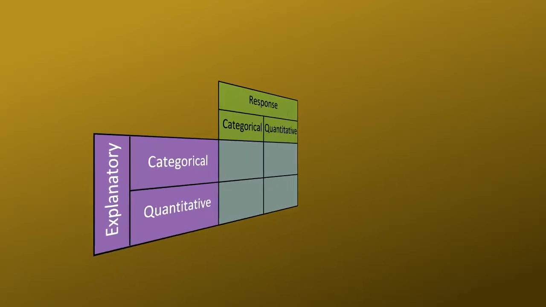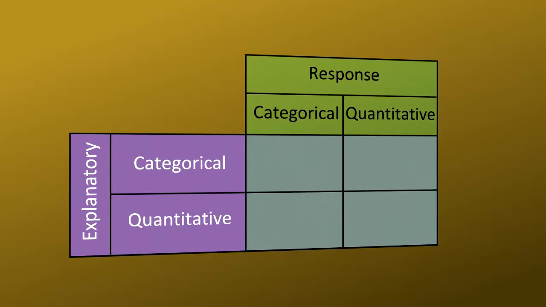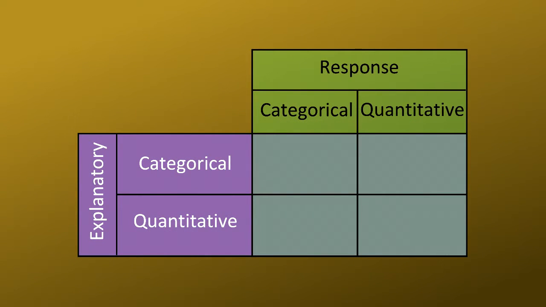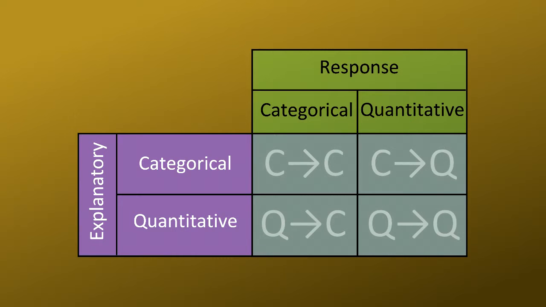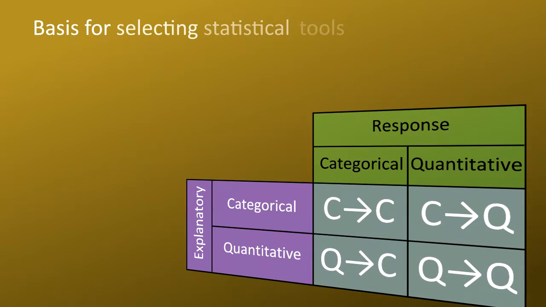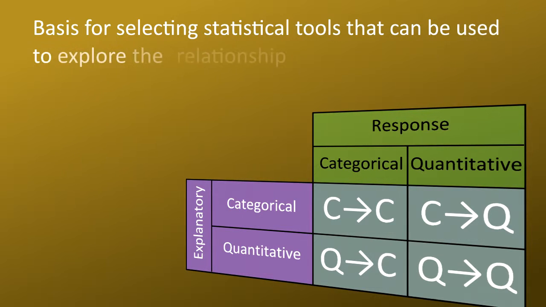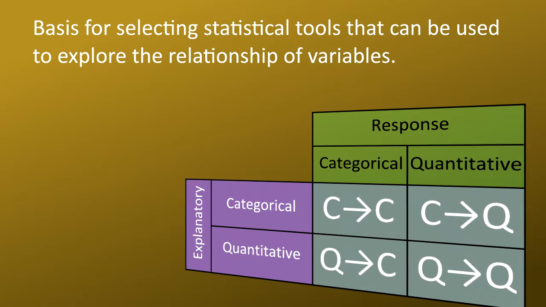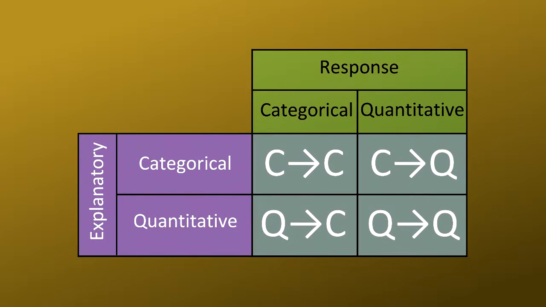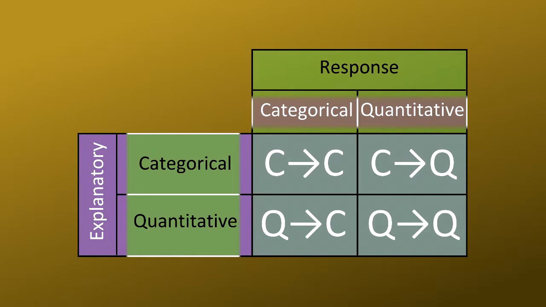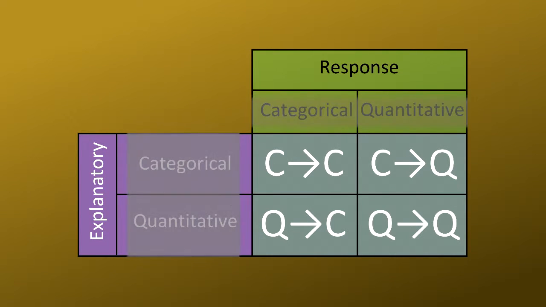This role type classification can be summarized and easily visualized in this table. This classification system serves as the structure for the rest of this course. You'll find that not only does it help you to construct graphs, but it's also the basis for selecting statistical tools that can be used to explore the relationship of variables that you're interested in. The tools for statistical analysis and for visually representing the relationship between variables is based on the role and type of each variable, whether response or explanatory, and whether categorical or quantitative.